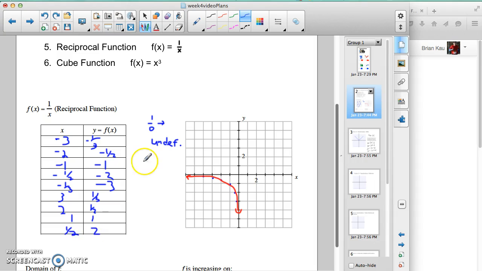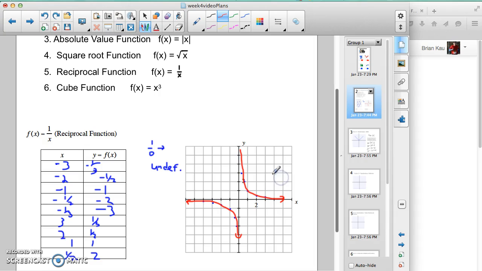So on the other side of the axis, it does something similar. At 3, we're at 1/3. At 2, we're at 1/2. At 1, we're at 1. At 1/2, we're at 2. And if we went to 1/3, we'd be at 3 right there. So we have a similar graph. It travels along this axis, close, close, close, and then turns and gets close to the other axis this way. Now it doesn't cross either axis.